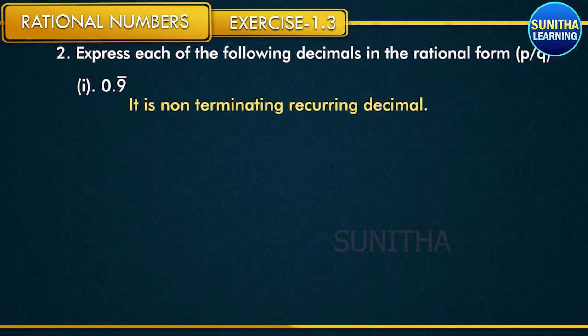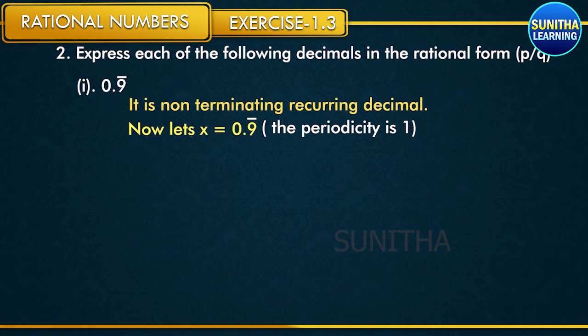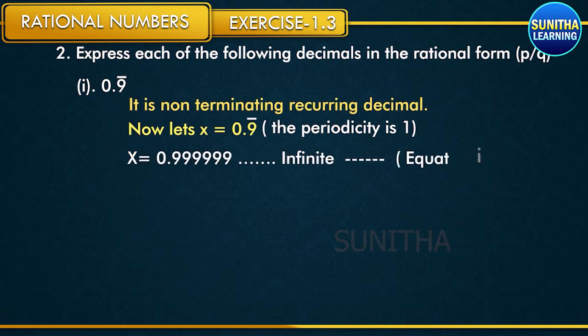So here is how to solve this. These kinds of problems are very important. Now let us consider the given number as x. So x is equal to 0.9 bar. In 0.9 bar, what is the periodicity of this particular decimal? Since the bar is on only one number, the periodicity is 1. So what is the expansion of 0.9 bar? x is equal to 0.9999 so on to infinity. I am writing that as the first statement.